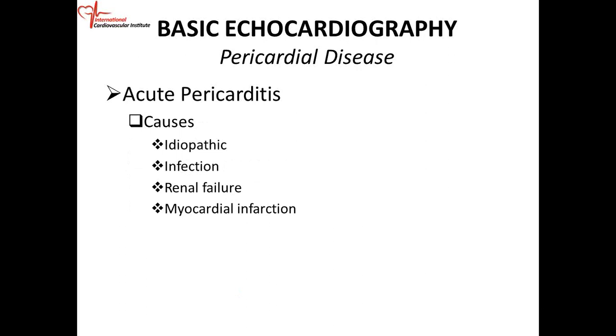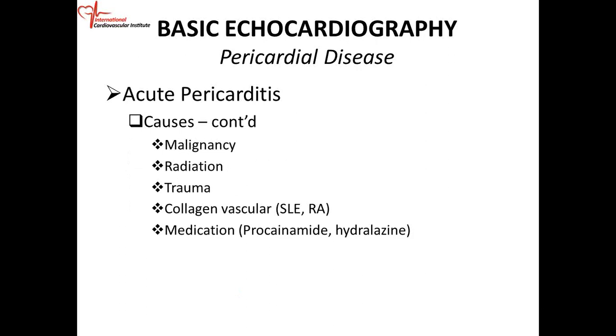Okay. The causes for acute pericarditis could be idiopathic. You don't know the cause. It could be infectious, bacterial, viral, fungal. Patients with acute renal failure or even chronic renal failure can develop acute pericarditis. And then myocardial infarction, the so-called heart attack. Also from malignancies such as breast or lung cancer, radiation therapy.